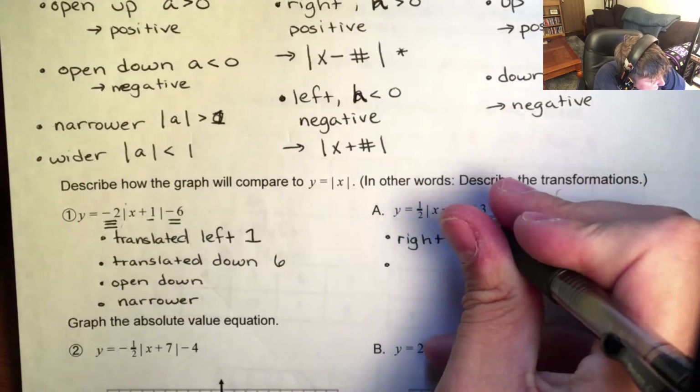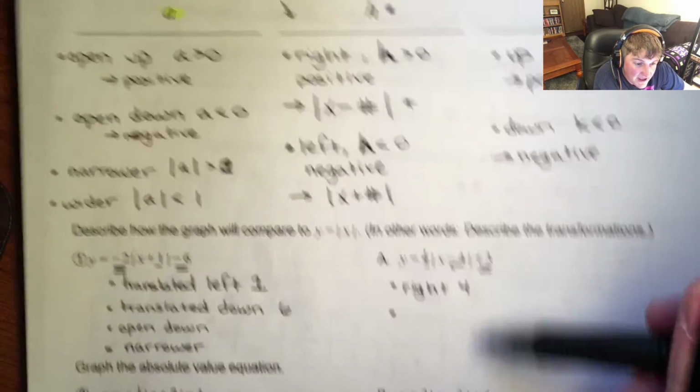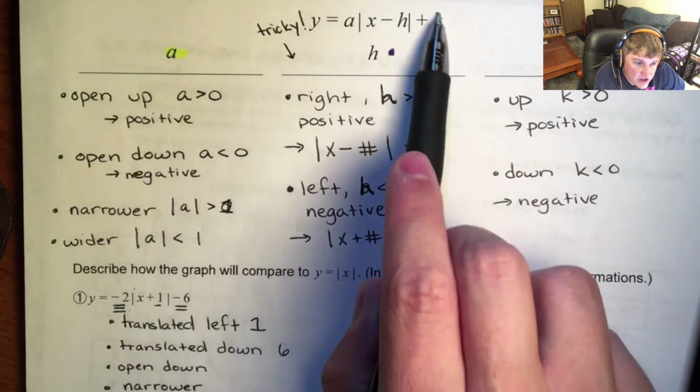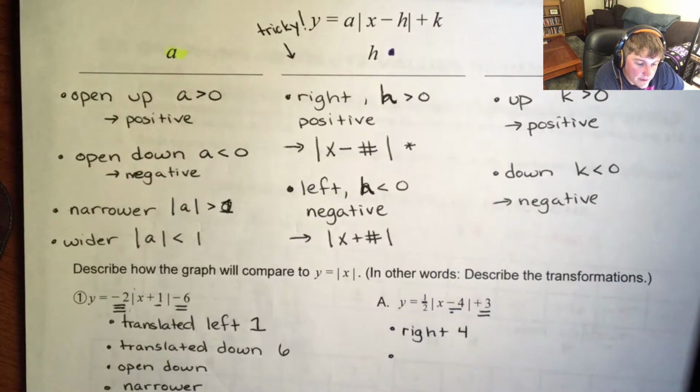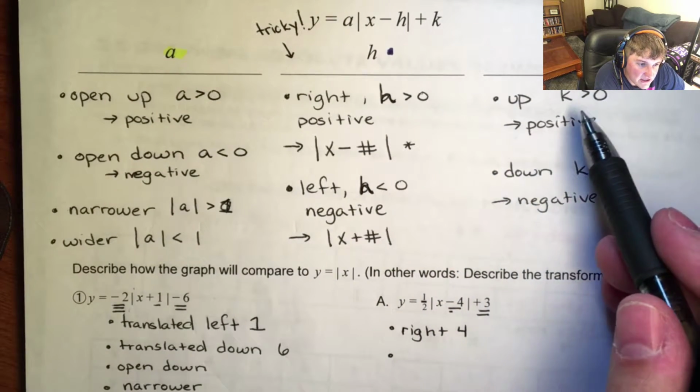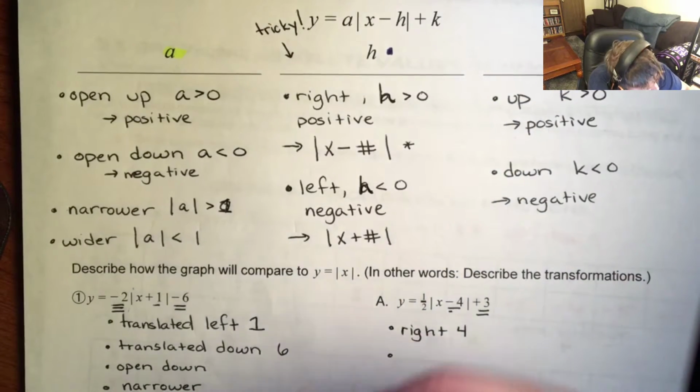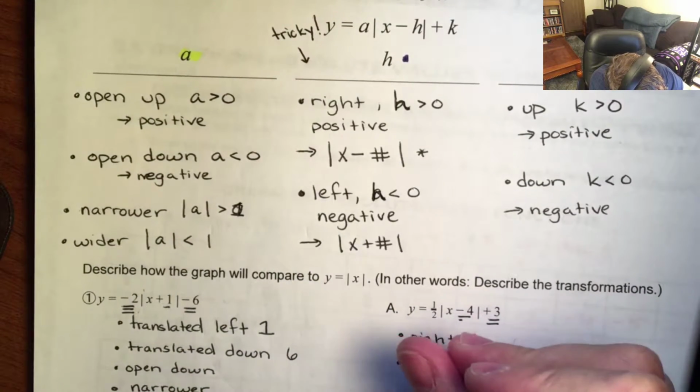Okay, what about the plus 3? Plus 3 is my k value. My k value is right here, so that's either going to move it up or down. And k is positive, so it will move it up. So this one's going to be moved up 3.